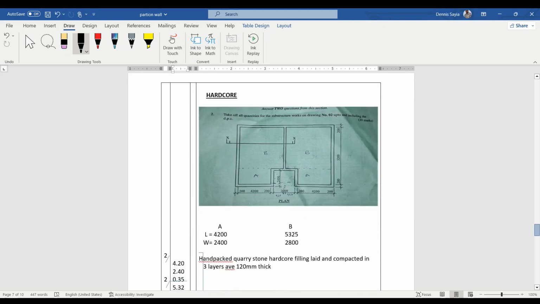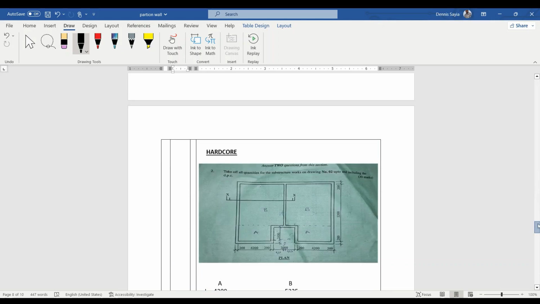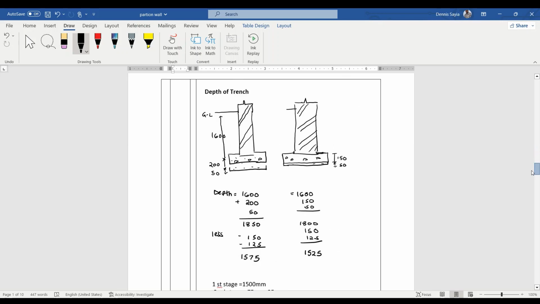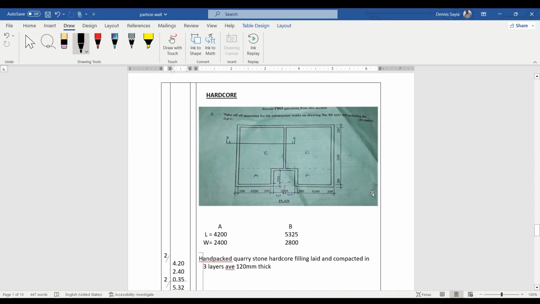Let's go to Hardcore. When we are talking of hardcore, if you look from the plan, from the section that we have, hardcore is from here up to the wall. So it is not on top of the wall. So we need the internal dimensions for us to be able to book for the hardcore. So that is our hardcore.